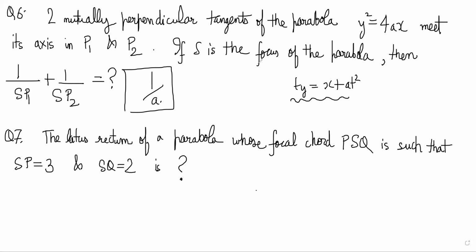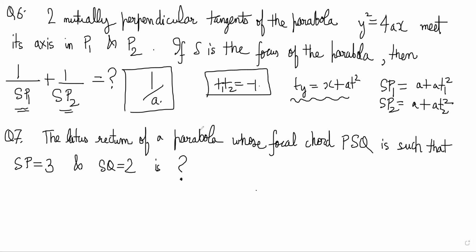Then I just took 2 points in parametric form, and then with SP1 and SP2 you're writing. Yeah, SP1 is distance from focus. So A plus X. So A plus A T1 square. Right? And SP2 is A plus A T2 square. And then you simplify with this T1, T2 is -1. Right? Okay. Then the next one. I have to do the next one.